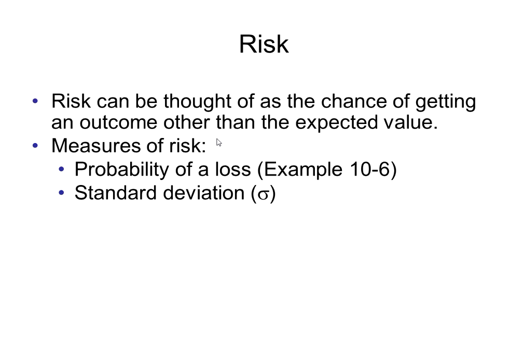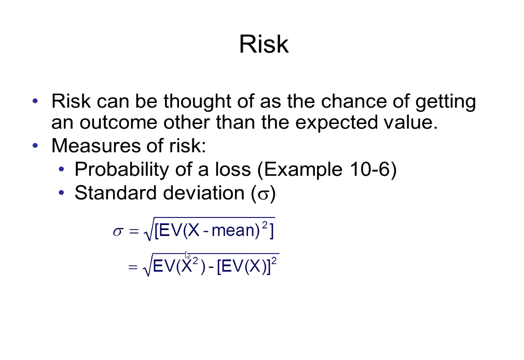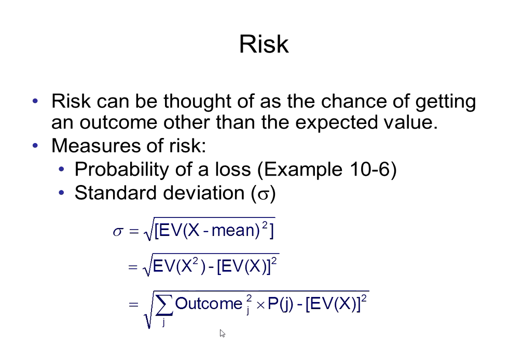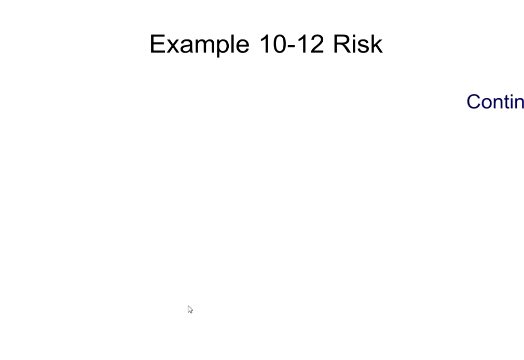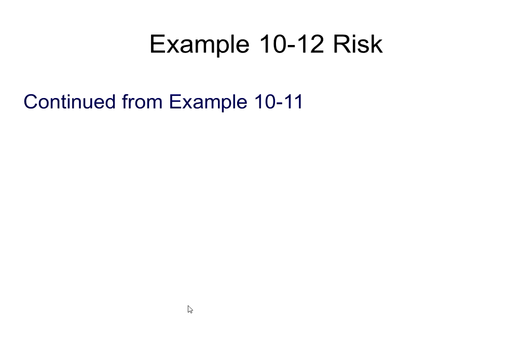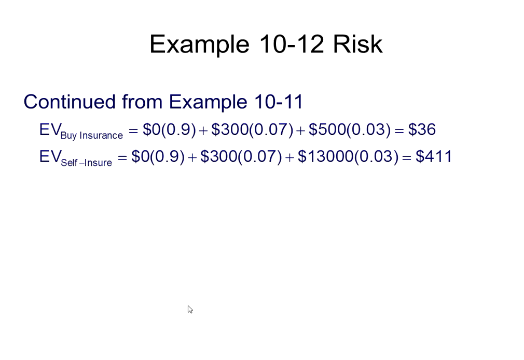And we have standard deviation as a measure of risk, and the way it's computed is just using this formula. And there's an alternative formula that could also be used, and this is how we can rewrite this just using the definition of expectation. So now here's an example, and that's continuing the example 10.11, but calculating the risk for this self-insuring versus the buying insurance.